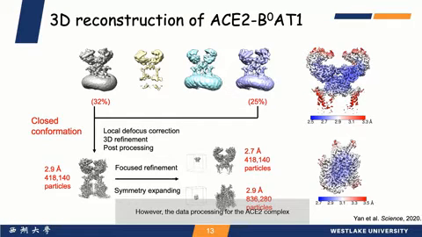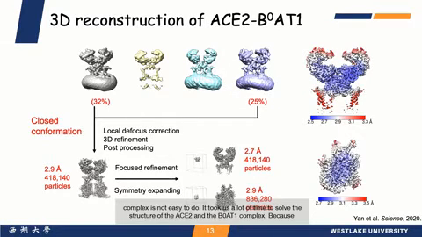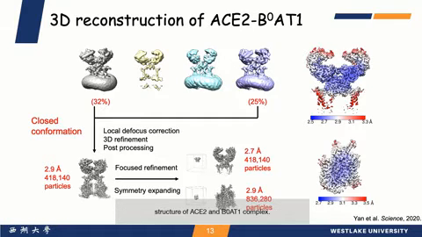However, the data processing for this complex is not easy to do. It took us a lot of time to solve the structure of ACE2 and the beta-1 complex, because when the outbreak of COVID-19 happened, I was on my Spring Festival holiday at home. Then we realized the severity of this pandemic and went back to the lab to speed up this project. After hard work, we successfully solved a 2.9 Angstrom structure of ACE2 and the beta-1 complex.